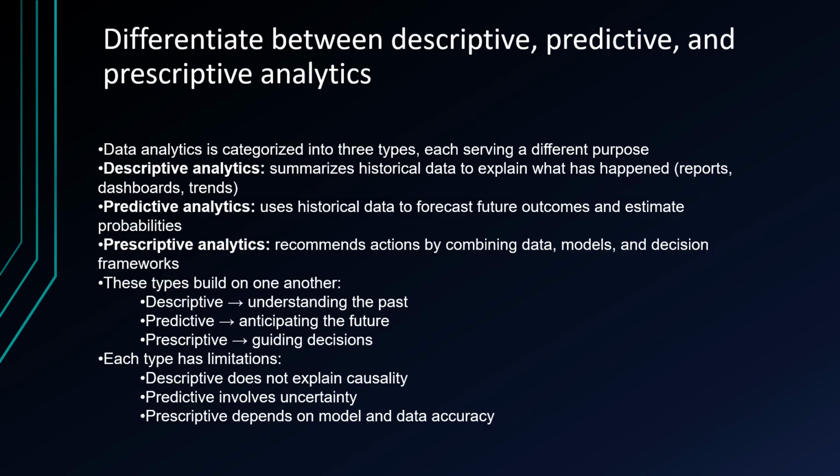In practice, organizations often use all three types together. They begin by understanding past performance, then use that understanding to anticipate future outcomes, and finally use those insights to guide decisions. This integrated approach allows organizations to move from observation to action in a structured and informed way.